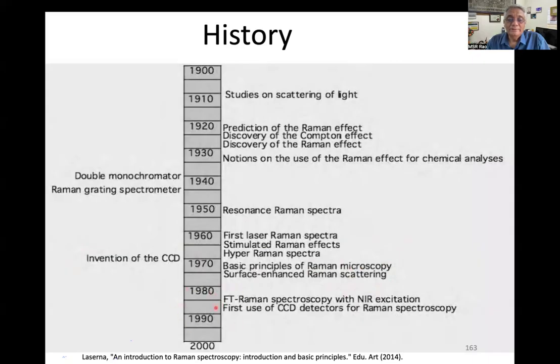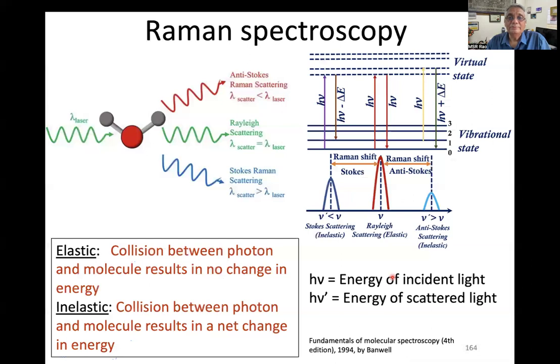And then in the 80s and 90s, we had a much more advanced way of using Raman spectroscopy in the form of Fourier transform Raman spectroscopy with near-infrared excitation. And then the first use of CCD, the charge-coupled device detectors, which are so powerful, was announced for Raman spectroscopy. So it's a great technique. It's a simple technique. It is completely indispensable, as I mentioned, in today's world of material research. The technique, as you can see, is simple.